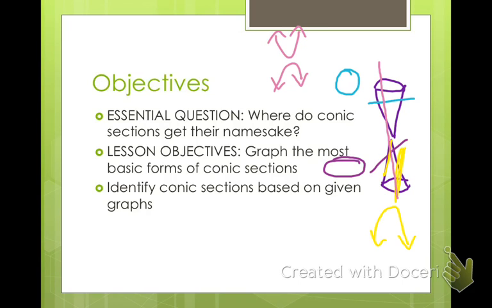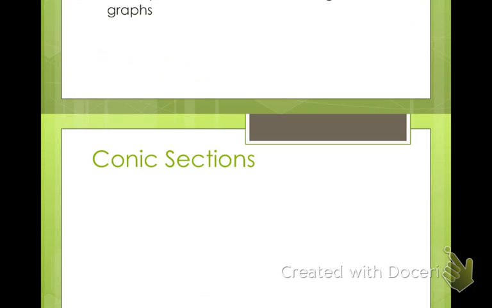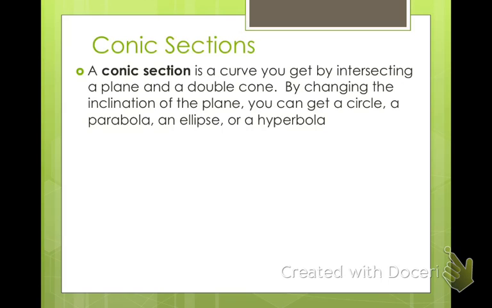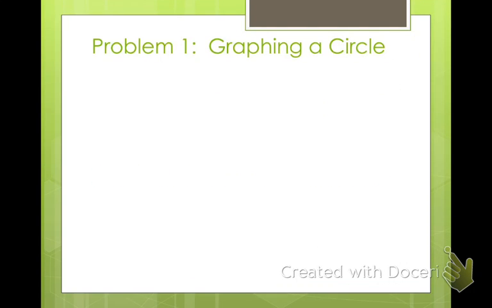We call those hyperbolas. So in this section, we're just going to take a brief look at each of these: circles, ellipses, parabolas, and hyperbolas. And then each section in the chapter will take a closer look at each one individually. A conic section is a curve you get by intersecting a plane and a double cone. By changing the inclination of the plane, you can get a circle, a parabola, an ellipse, or a hyperbola, which is what I just showed you. There's a video you can watch on YouTube that talks about conic sections and how they're formed.